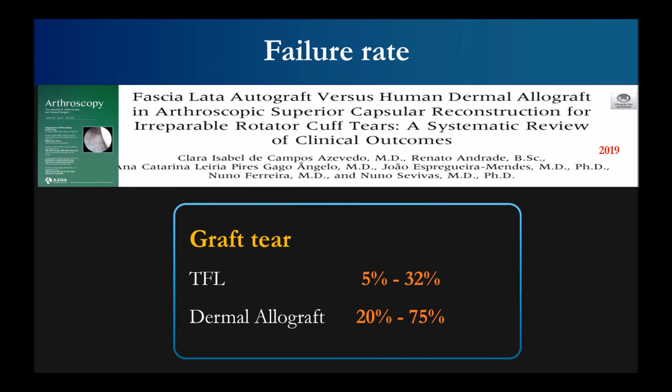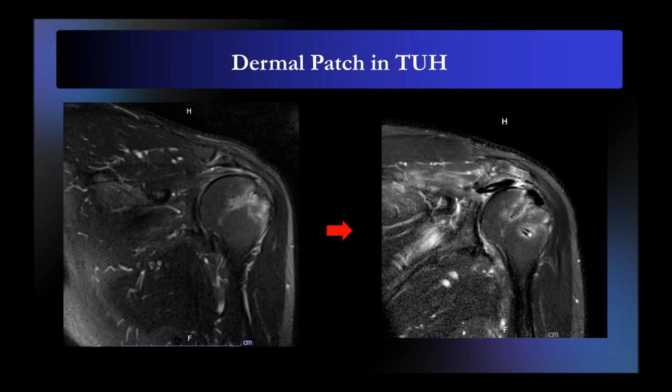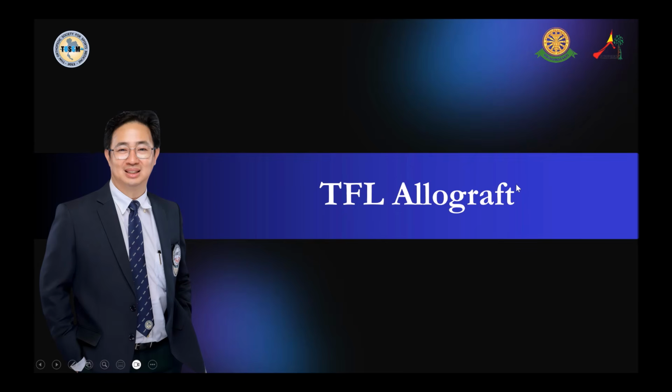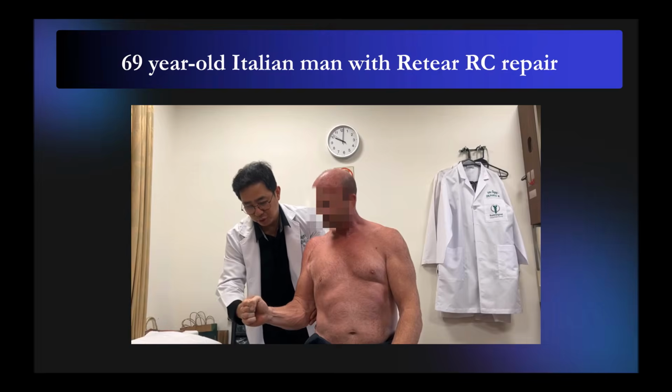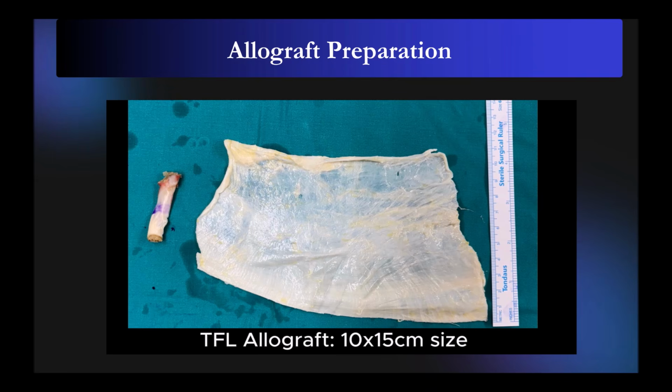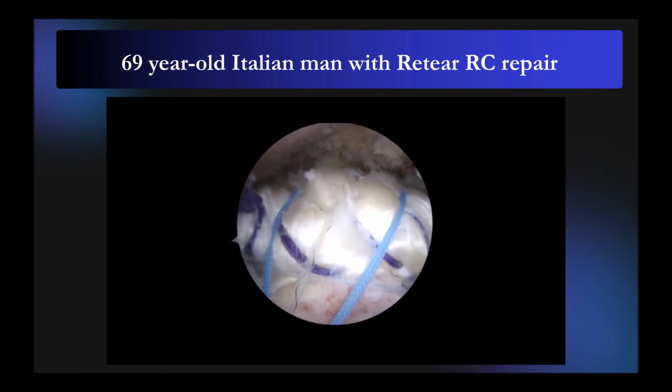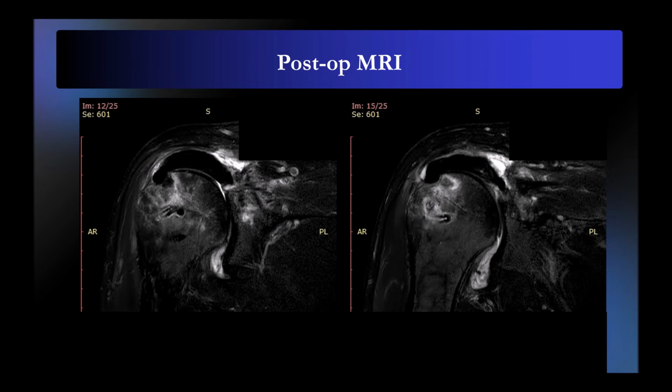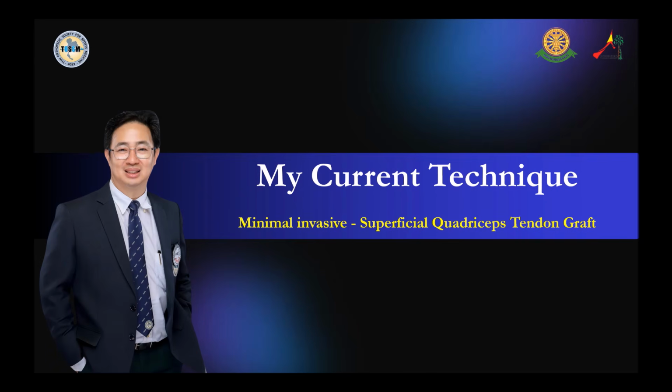So I use some dermal graft, but I feel like my outcome is not so good. Like this patient, I use a dermal patch. Okay, you see that the graft healed, but it's torn finally. So I stopped using the synthetic one, right? I use allograft also. Yeah, this is allograft. Sometimes good, sometimes not. This patient, I think the healing takes longer compared to the autograft, right?